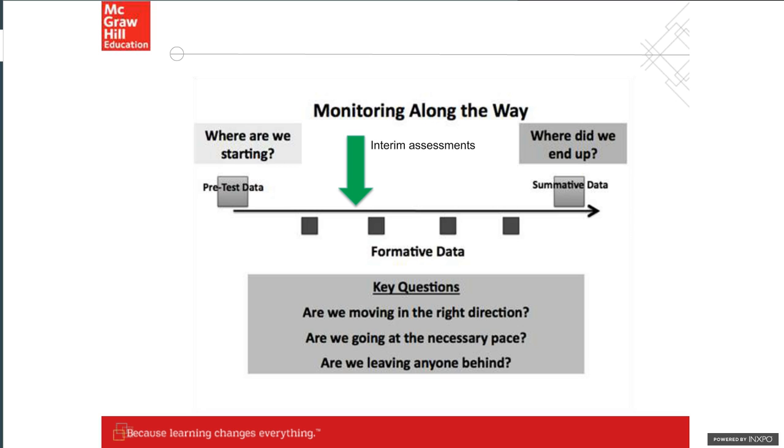So one of the things that we try to emphasize is that what we're trying to do is monitor along the way, because we've got a lot of baseline data for most of our students. We have maybe previous year scores, sometimes we do some baseline screening testing at the beginning of the year, and then those interim assessments help us along the way as we progress toward that final summative test to see where we ended up. And the questions that we want to ask each time we use that snapshot are: are we moving in the right direction, are we going at the necessary pace, and are we leaving anyone behind?